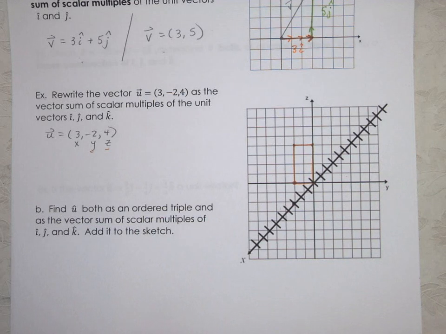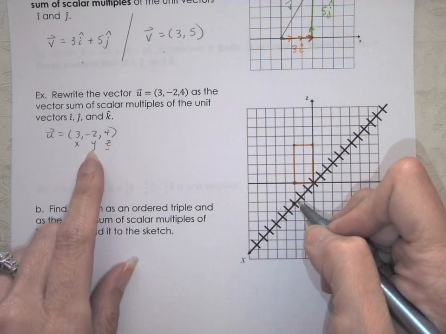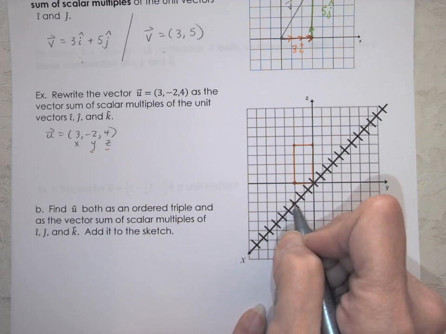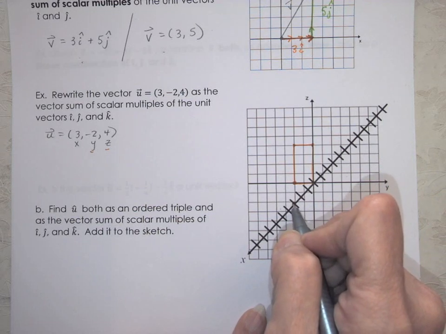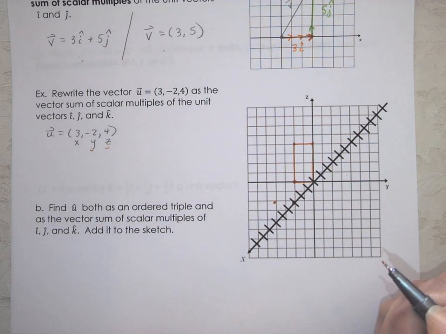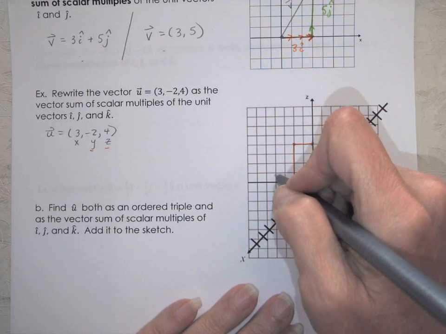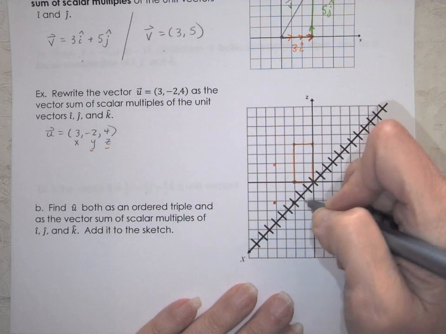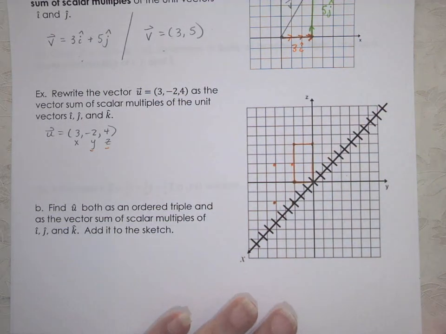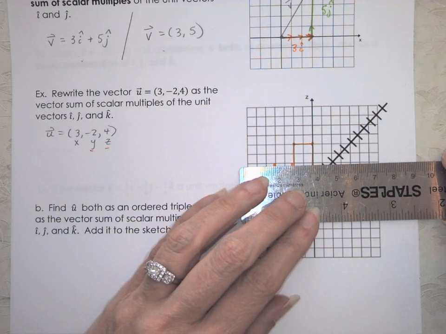And then from here, I'm going to go negative 2 in the y direction, so I'm going to count them over. It won't be perfect, so it looks like it's a little outside of this corner. So 1, 2 over here. And then I'm going to go up 4. 1, 2, 3, 4. And same thing here. 1, 2, 3, 4. And then I'm going to make, in this case, the front of the box.